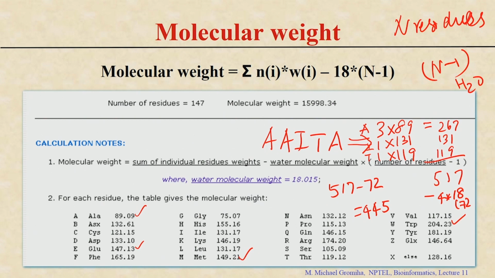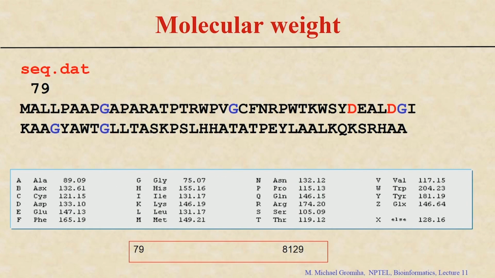If you have the occurrence, you can use the occurrence to get n of i. So, multiply it with the weight for each residue, W of i. So, this will give you the full sequence. When forming the sequence, you will eliminate n minus 1 water molecules. So, you subtract 18 into n minus 1, where 18 is the molecular weight of water, and then we get the molecular weight of that particular protein. Now I give a sequence, the same sequence.